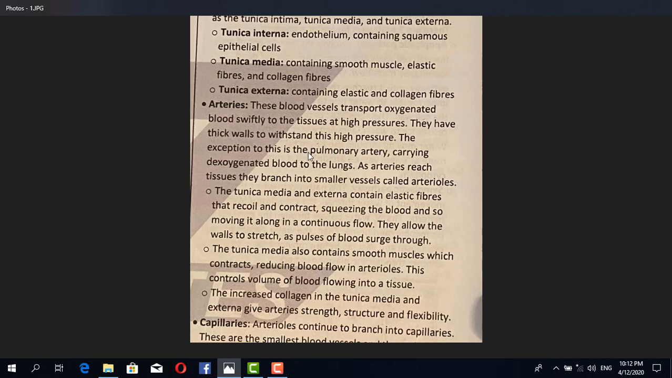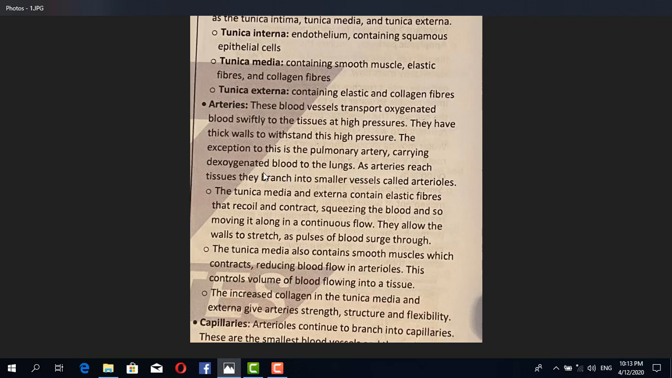The exception to this is the pulmonary artery. This is what I was talking about, because it carries deoxygenated blood to the lungs. So as a general idea, arteries do carry oxygenated blood, with one exception, which is the pulmonary artery, the artery related to the lungs, because it carries the deoxygenated blood, the blood that does not contain oxygen, to the lungs.